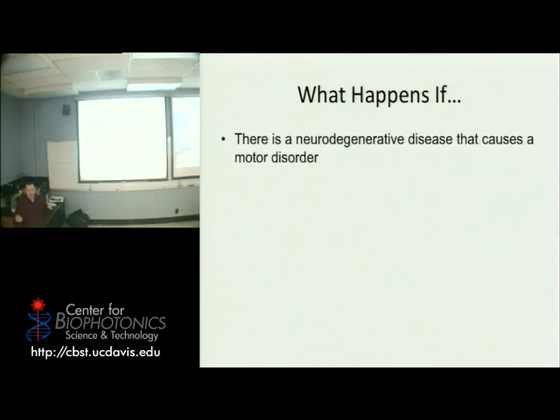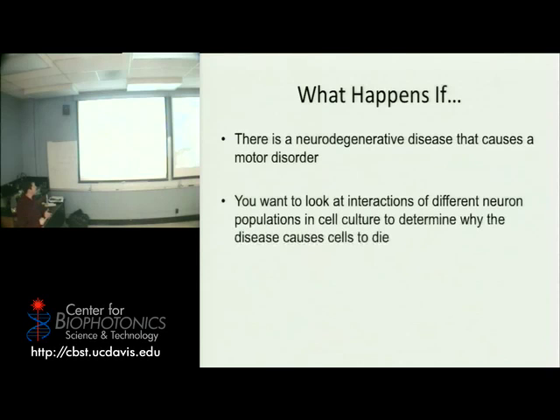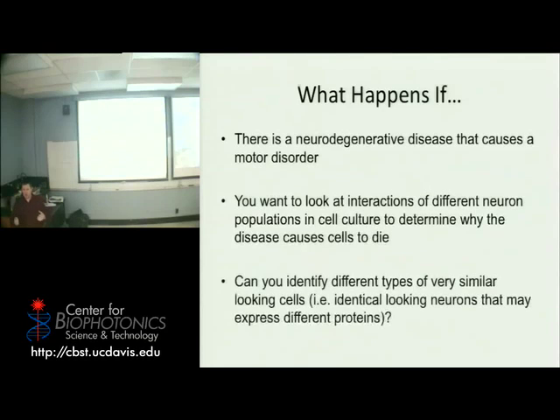So I'll continue on with my what-happens-if paradigms. This is actually a study that my wife was doing for her PhD, so this was close to home for me. She was studying a degenerative disease that caused motor dysfunction. What she was trying to do is look at the interactions of different neuron populations in culture to determine what caused these cells to die. One of the problems is there were two cells. They were actually dopamine cells, but they expressed different proteins.